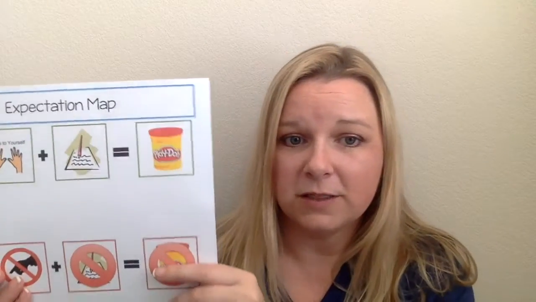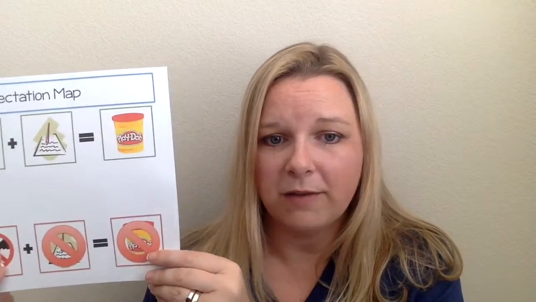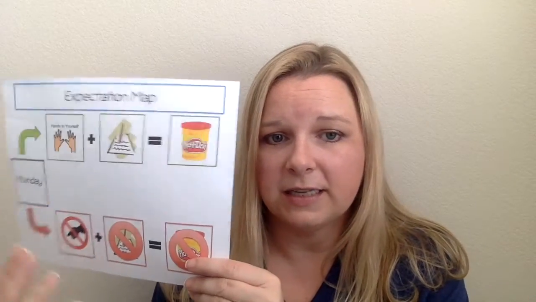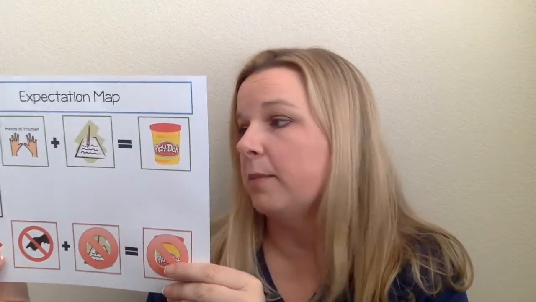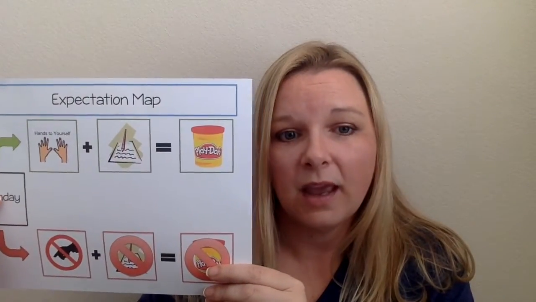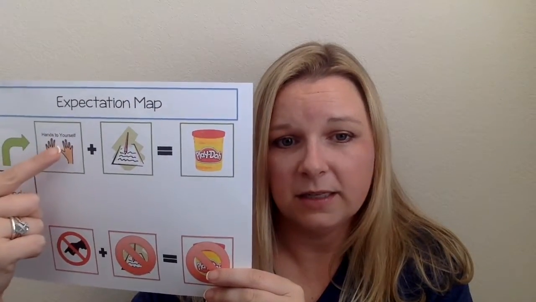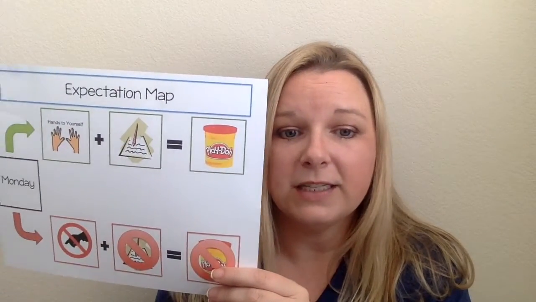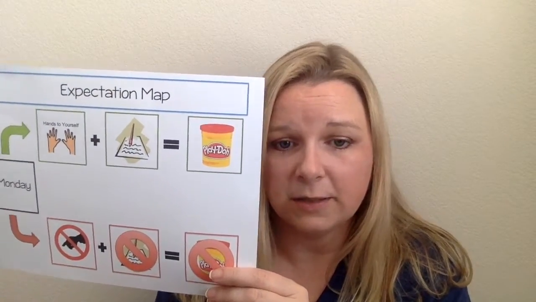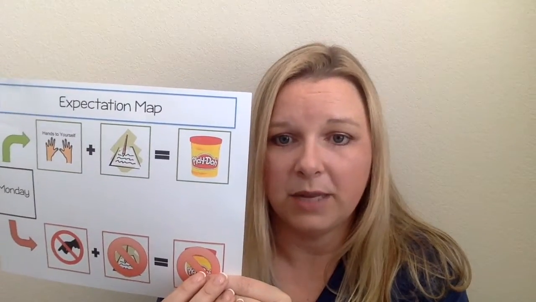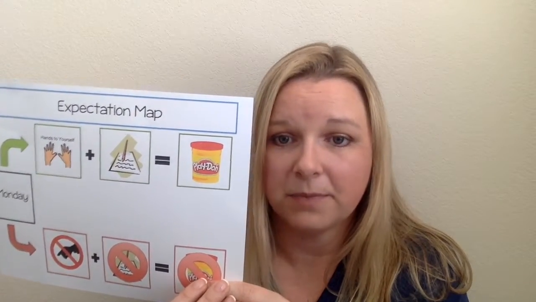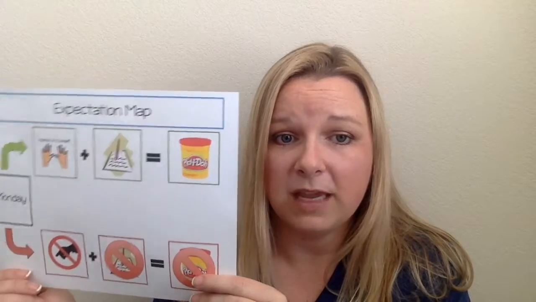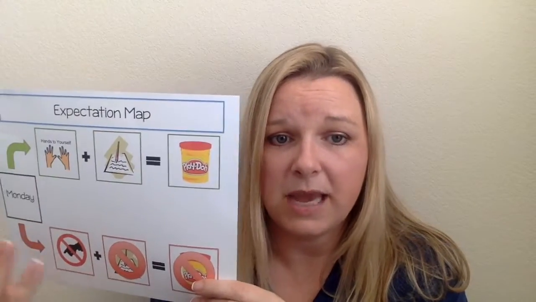So this is just a visual expectation map, what I've got here, and sometimes it's called a contingency map. So on Monday, if my student keeps their hands to themselves and they do their work, they're going to earn their Play-Doh. If they don't keep their hands to themselves and they don't do their work, they are not going to get the Play-Doh at the end of class. So this just helps make it visual, makes them be able to see.